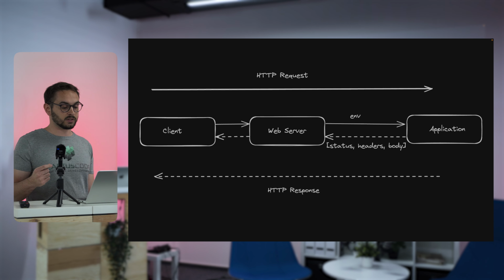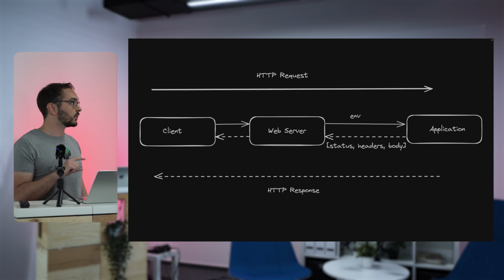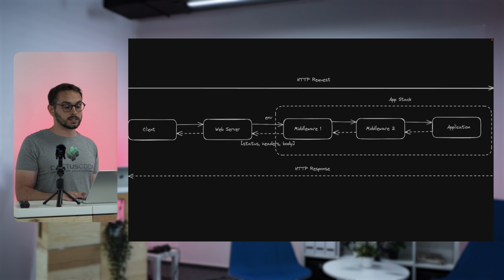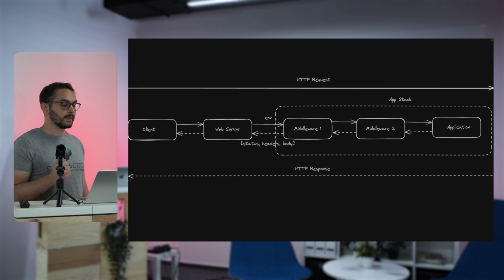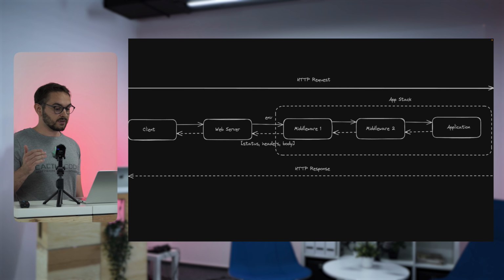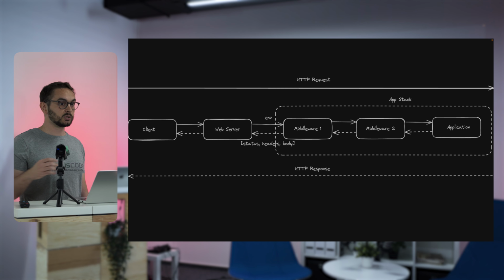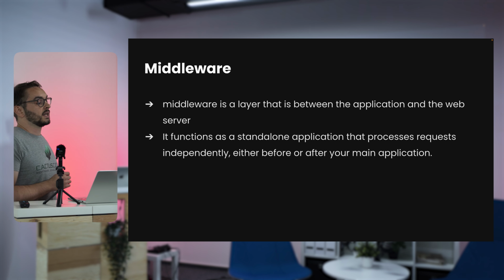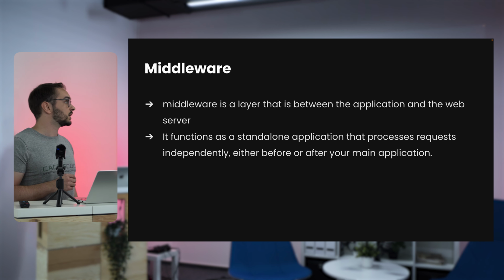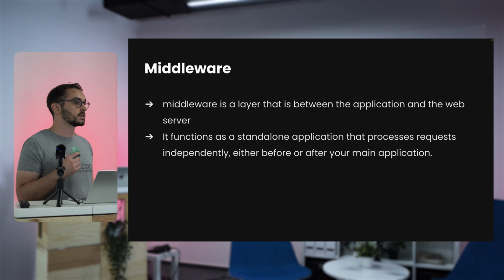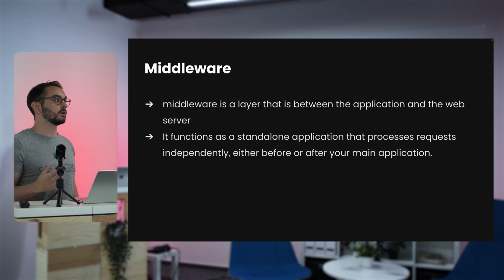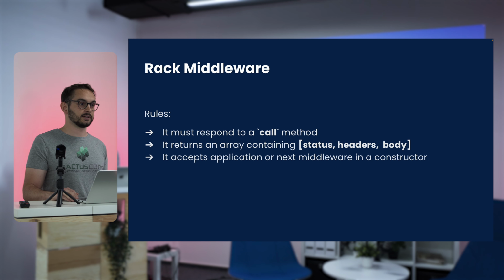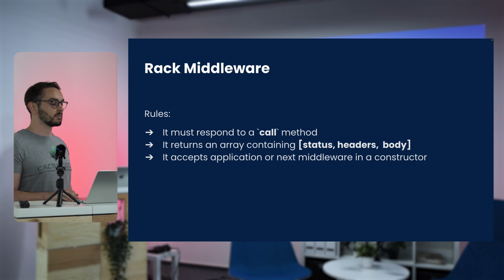But before it hits even your application, we have one more layer between the web server and application. That is the middleware layer. It's a layer between the web server and application. It's a chain, a multiple of middlewares. But what is middleware? As I said, it functions as a standalone application that processes requests independently before or after your application. But this middleware is also a Rack middleware, which means it's following the same rules.